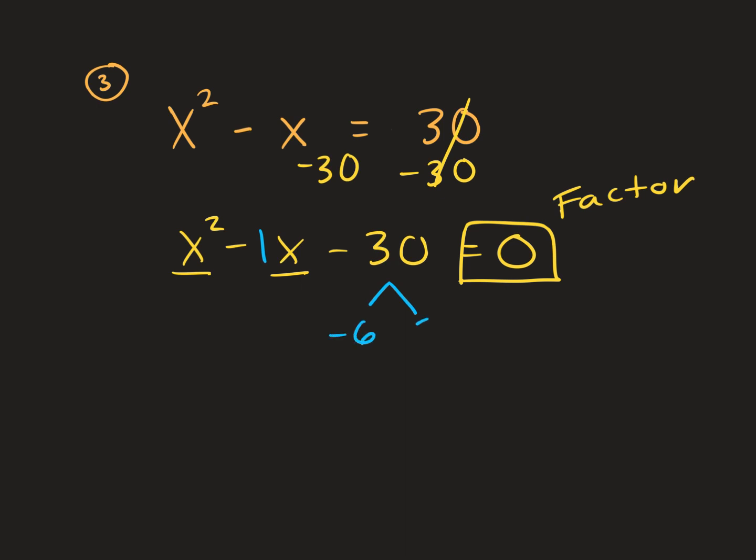Negative 6 and positive 5. Perfect. So this factors into x minus 6 and x plus 5 equals 0. Now we factored, but we have to solve. The directions say solve. We need to find what x is equal to. So what would I do next?